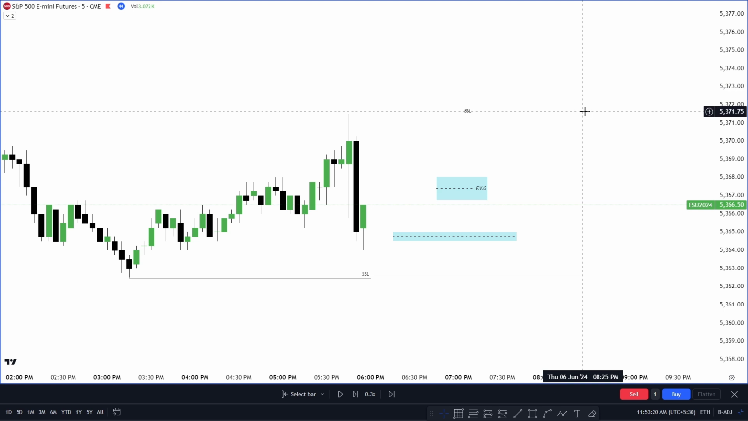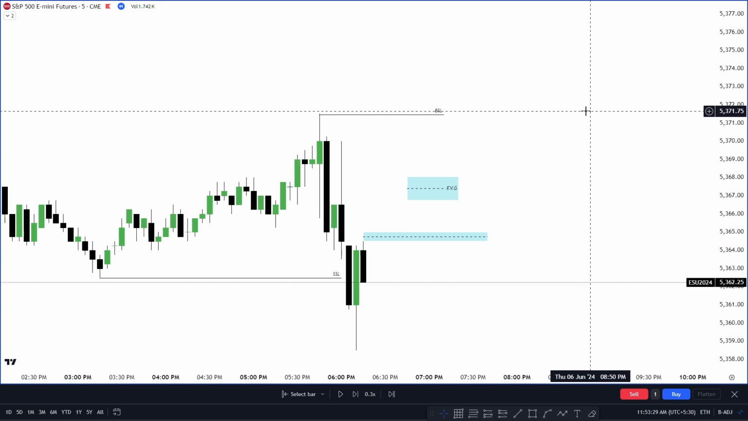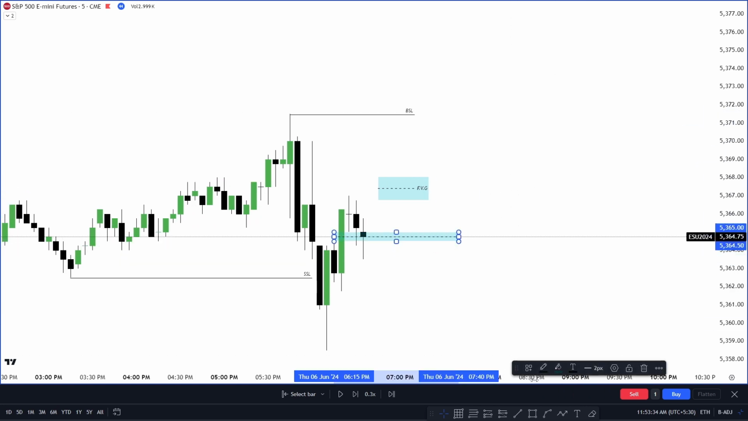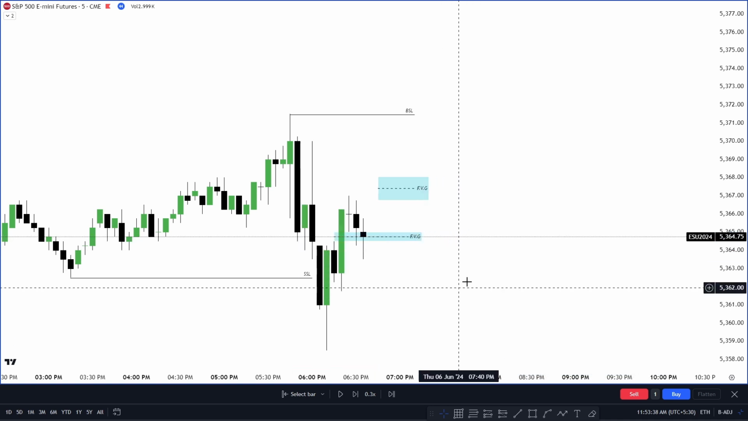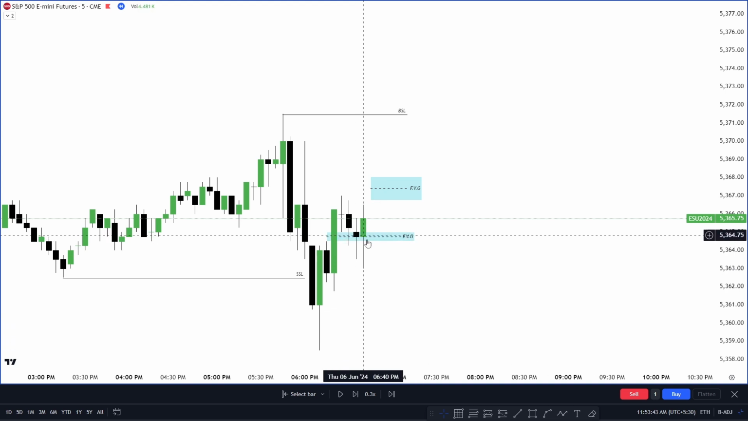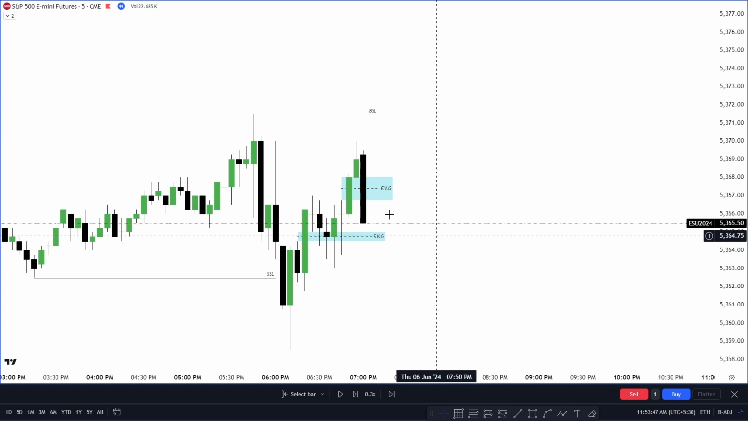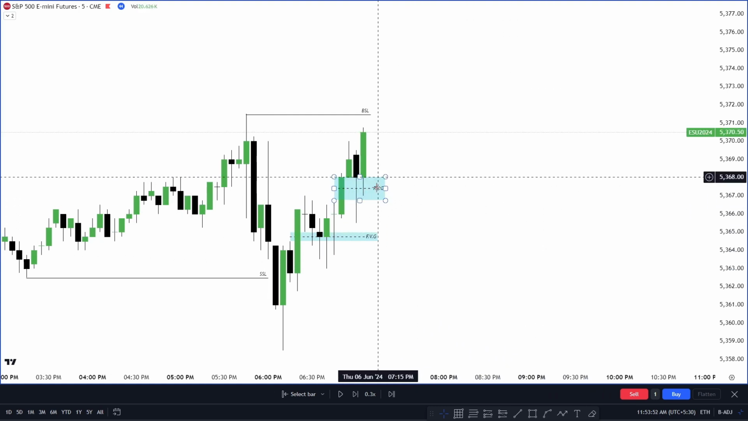Let's see a mean threshold entry model. Here we are on the ES 5-minute time frame. Price swept the sell side liquidity and closes above the 50% level of the fair value gap. This is our fair value gap. So see how the price is getting respected by this fair value gap. See how they are closing above the 50% of the level. Price came back to this level and closes above the 50% level.